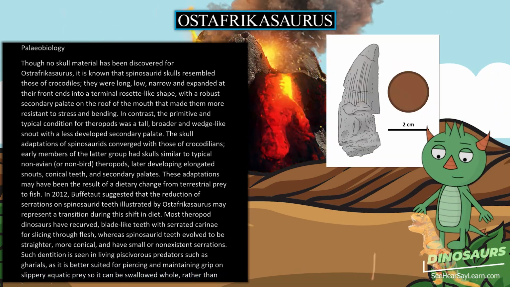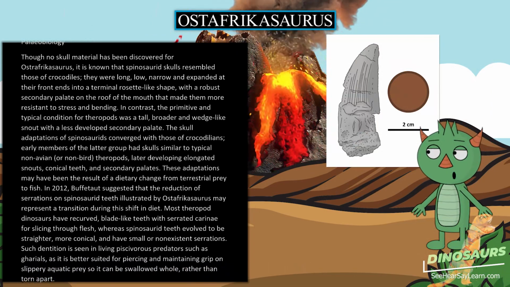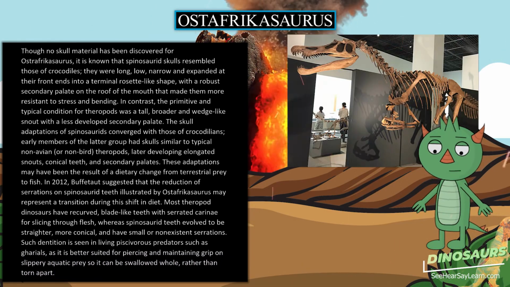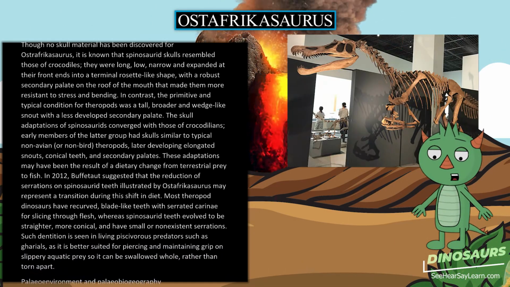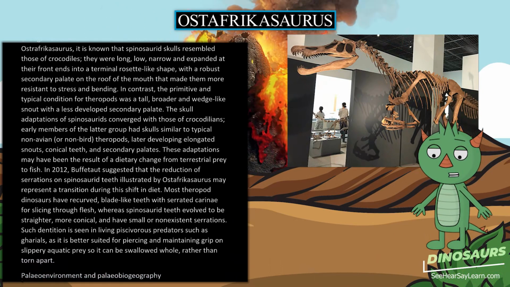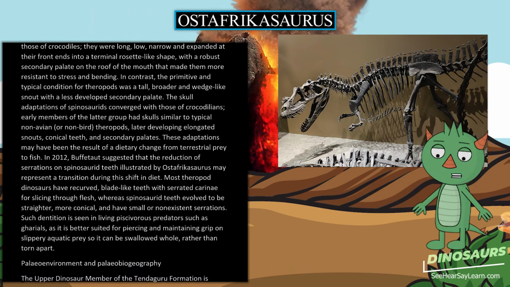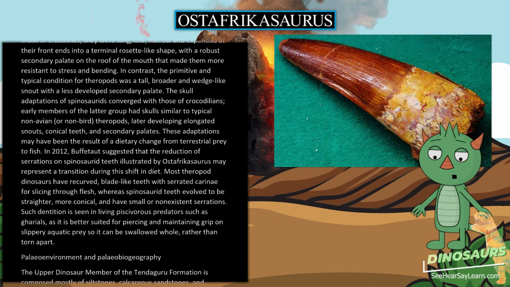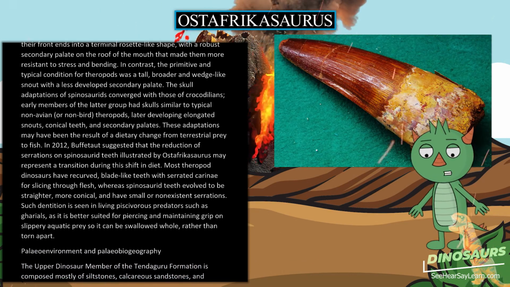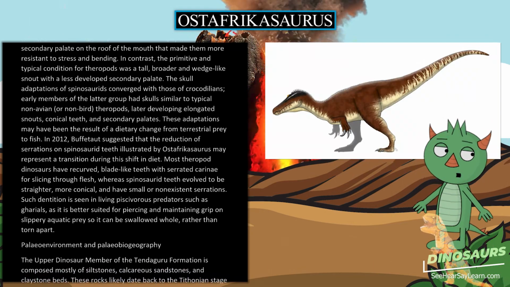In 2012, Buffetaut suggested that the reduction of serrations on spinosaurid teeth illustrated by Ostafrikasaurus may represent a transition during this shift in diet. Most theropod dinosaurs have recurved, blade-like teeth with serrated carinae for slicing through flesh, whereas spinosaurid teeth evolved to be straighter, more conical, and have smaller or non-existent serrations.